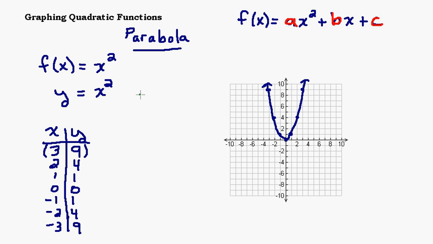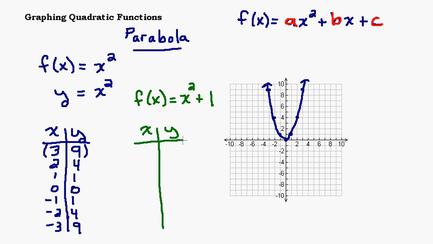Let's go ahead and change this slightly and look at what happens if we change the equation slightly. Let's say we have f of x equals x squared plus 1. There's a new equation. We'll do this one in green. For the sake of time, let's use 2, 1, 0, negative 1, negative 2. We take 2 and plug it in for x. So 2 squared plus 1 is what we're doing. 2 squared is 4 plus 1 gives me 5.